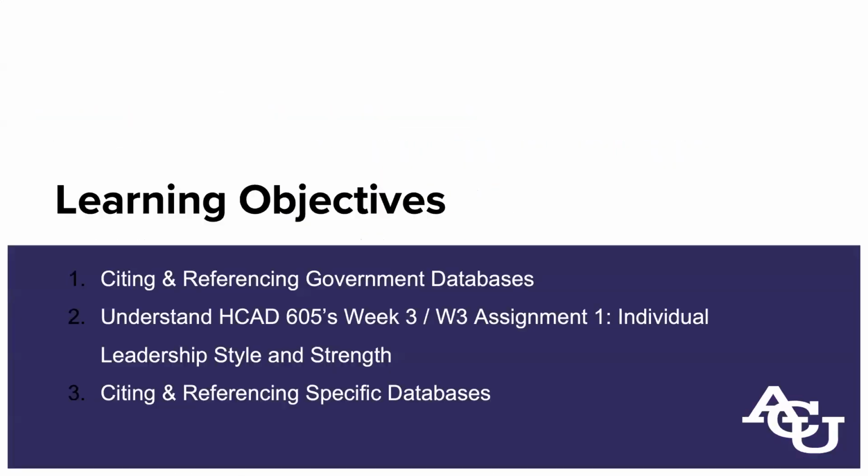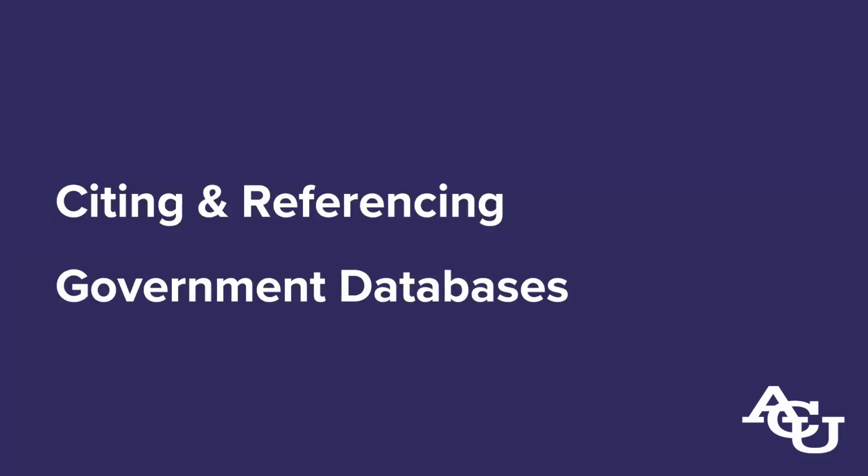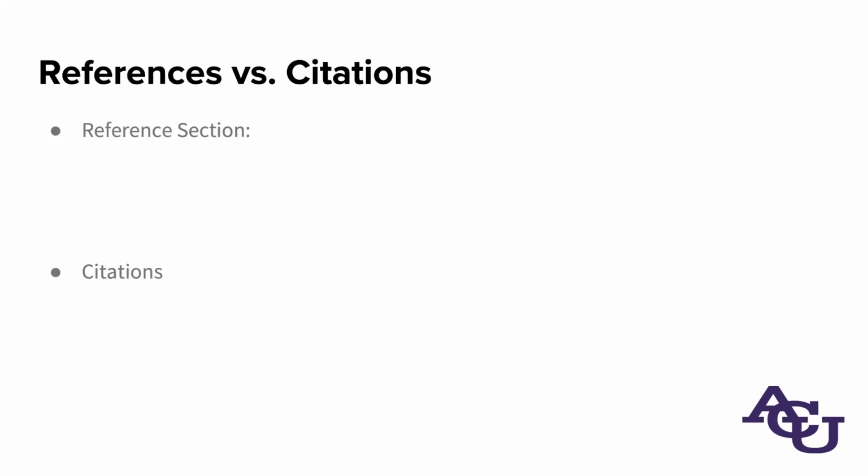But let us now look at our main objectives today. So we're going to talk about how to cite and reference government databases. We're going to look at an assignment that requires doing that, and then we'll look at how to apply the principles that we're talking about more generally in the first case with specific examples related to those brought up in this assignment. So first, let's distinguish between references and citations.